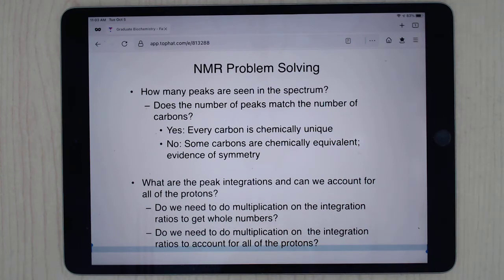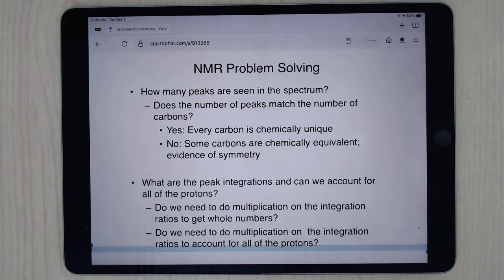You can also look at the peak integrations. This is especially good with multiple choice tests, because if I have 3 signals in a 3 to 1 to 3 ratio, I know I have a CH3, a CH, and another CH3. So you could get rid of any choice that has, say, a CH2 in it, or if it only has one CH3, we can get rid of that one, right? So integration is fantastic for knocking out choices on multiple choice tests.